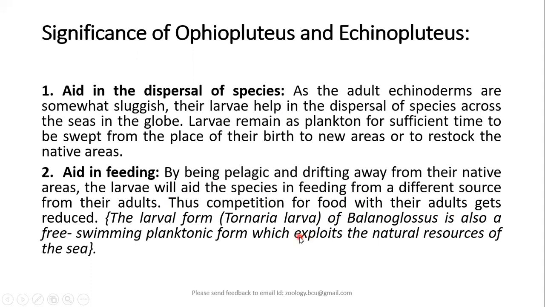And this feature is commonly found in the Tornaria larva of Balanoglossus also, because the Tornaria larva of Balanoglossus is also free swimming, planktonic, and usually it will also try to exploit the natural resources of the sea by drifting away from its adult. That means this particular feature of echinoderm larvae resembles the feature of Tornaria larva of Balanoglossus.